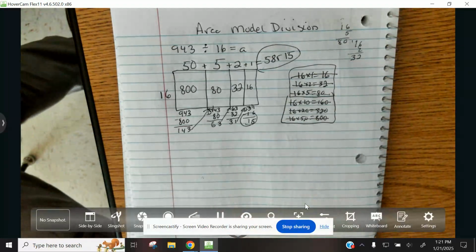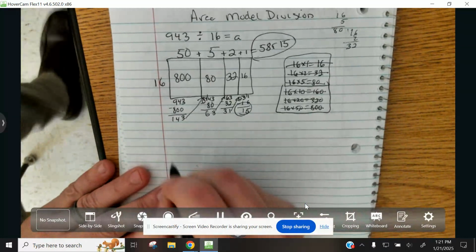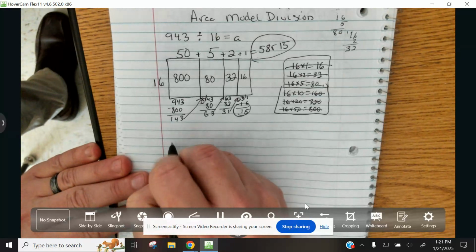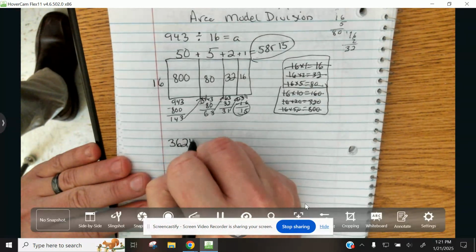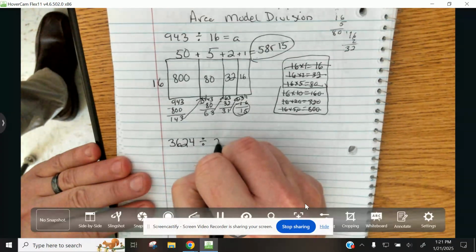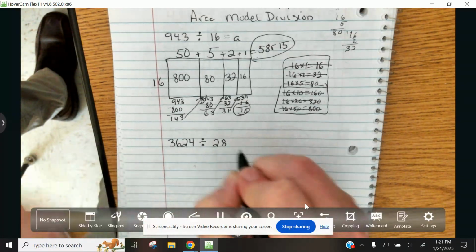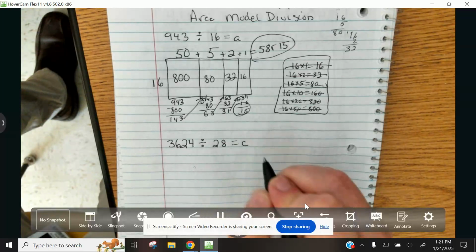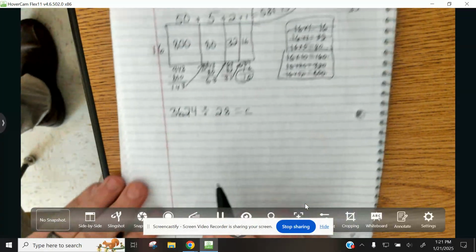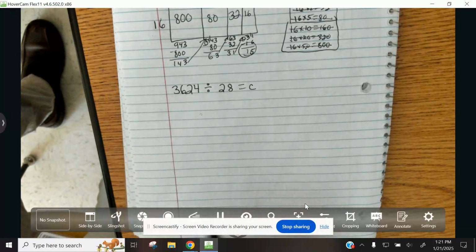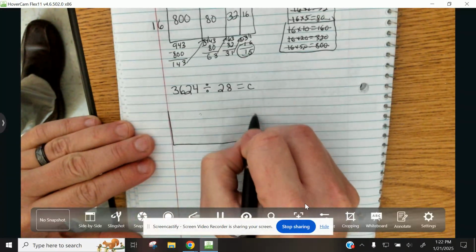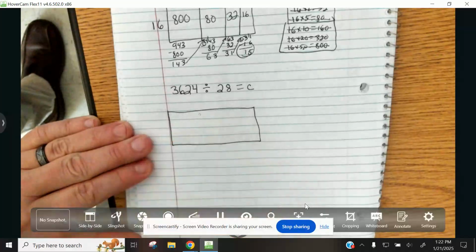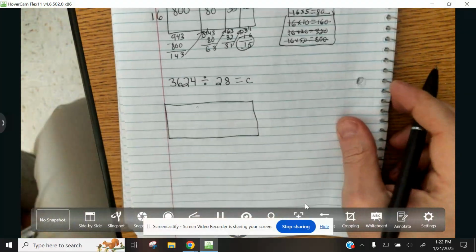Okay, so let's do another one. And then we're going to use this as an example to help us. Let's make it a little bit bigger. Okay, so there's our problem. And remember, stop me at any time. I'm going to draw my area model. And then I'm going to label.